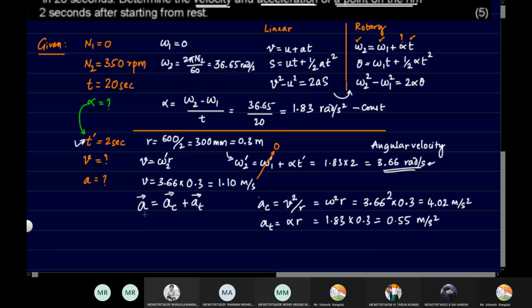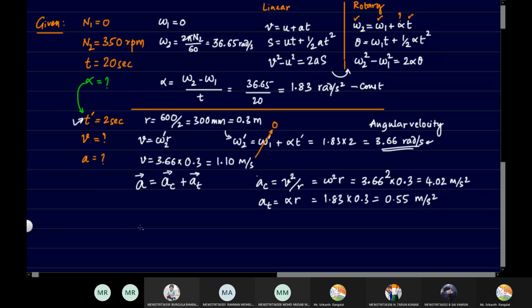Now, in vector, we have written them as addition, but we cannot take it that simply here. Because this is a vector, we have to find magnitude and direction. So what is the magnitude of A?